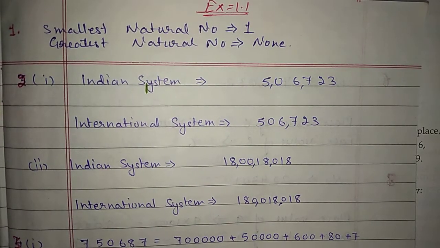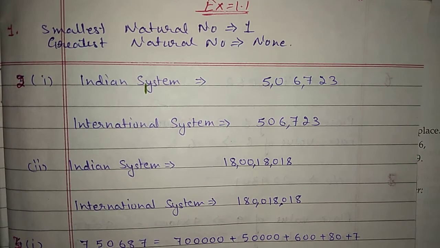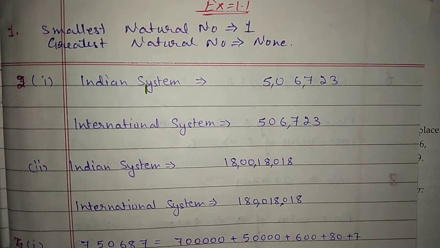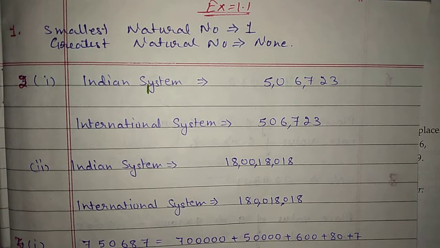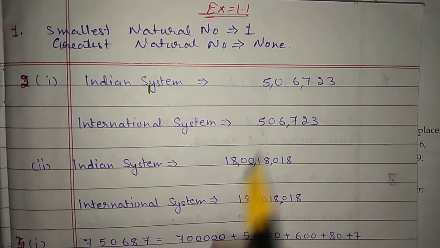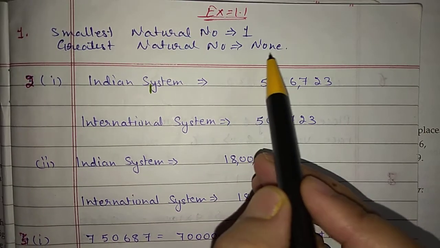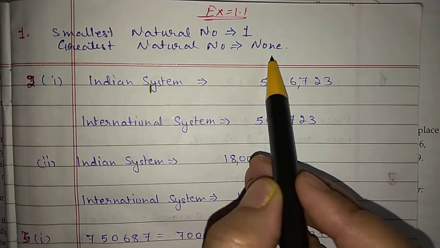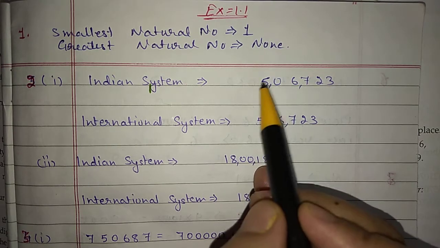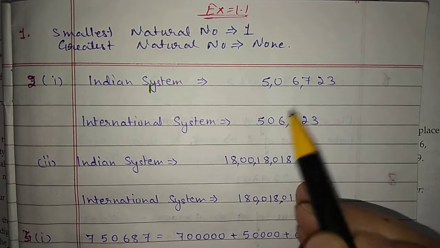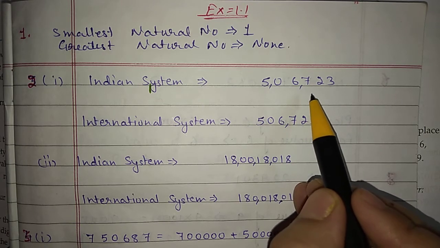Now we will start exercise 1.1. First question is, write the smallest natural number. Can you write the largest natural number? The smallest natural number is 1, and because counting keeps going on, we don't have any greatest natural number.